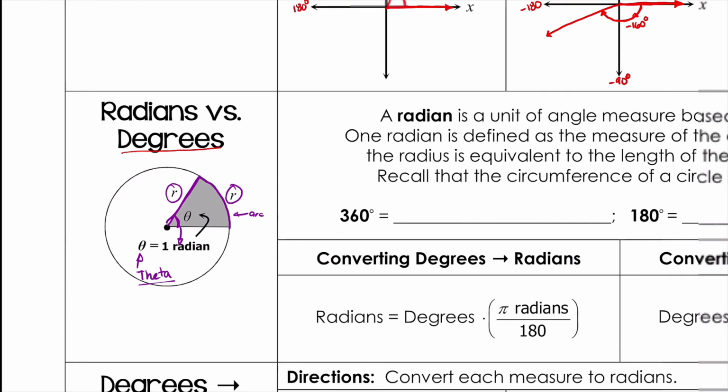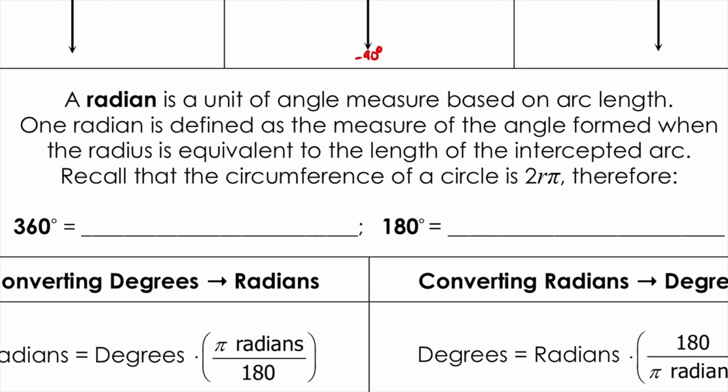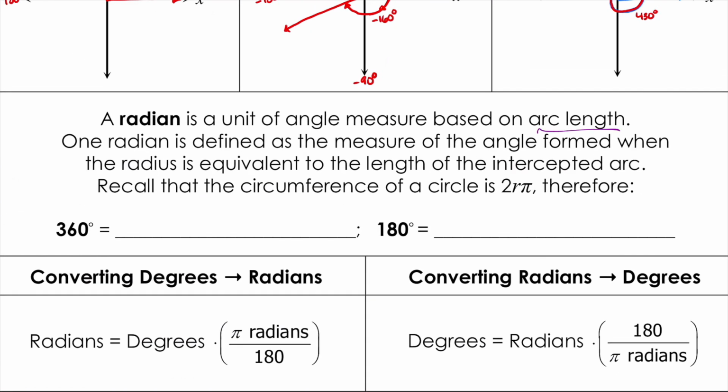So here's the words, the nerdy words, right? A radian is a unit of angle measure based on arc length, like I just told you. When arc length, the length of that arc, is the same as the radius, you have an angle that's 1 radian. Okay, and you don't have 360 radians in a circle. That's not like degrees. It's a little different. So 1 radian is defined as the measure of the angle formed when the radius is equivalent to the length of the intercepted arc. Okay, so if you remember that the circumference of a circle was 2 pi r, then that means 360 degrees would be 2 pi. Okay, and 180 degrees would be 1 pi.